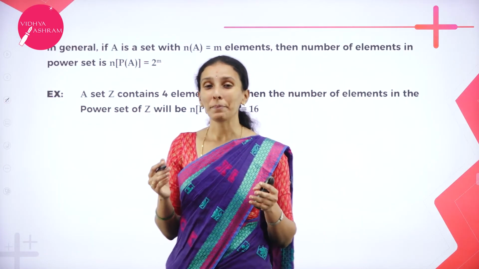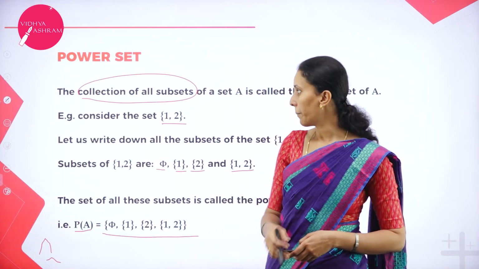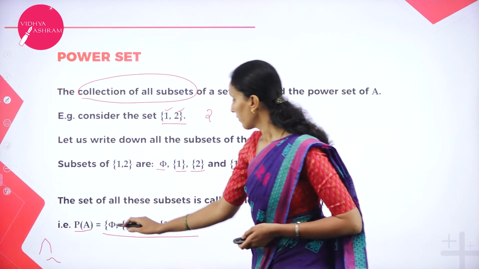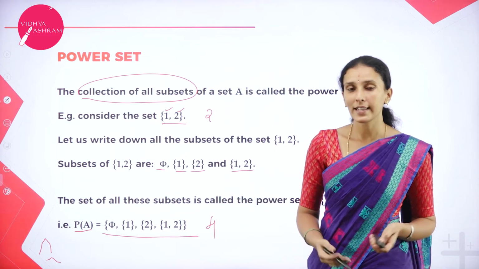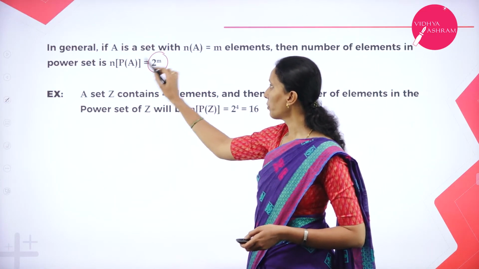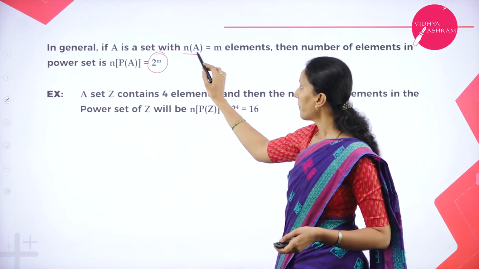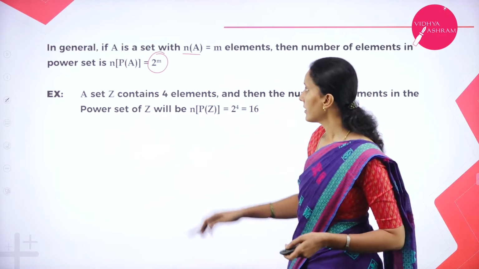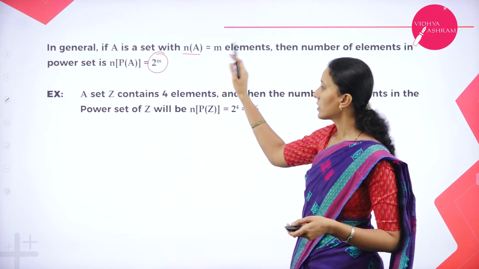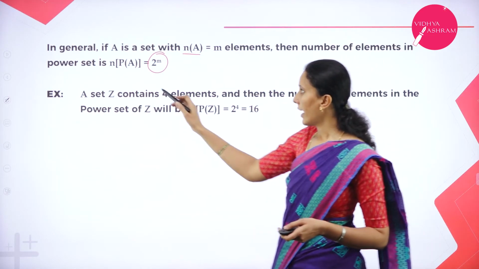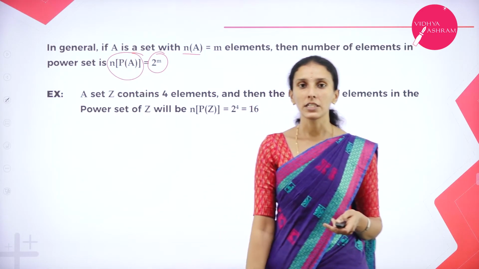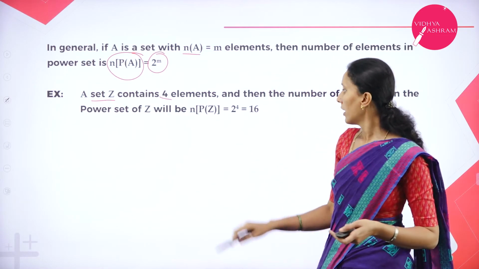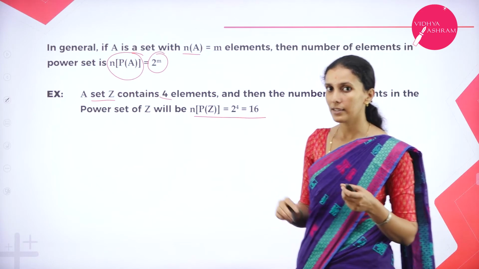Now, how many elements can the power set have? For example, in the previous example we have 2 elements in the set, and the power set has 4 elements. How can this be calculated? Using a simple formula, 2 power m. If n of A represents the cardinality of A, cardinality is nothing but the number of elements in the given set. Suppose A is a set and m is the number of elements in the set. Then the number of elements in the power set is 2 power m. For example, if a set Z contains 4 elements, then the power set contains 2 power 4, that is 16 elements.